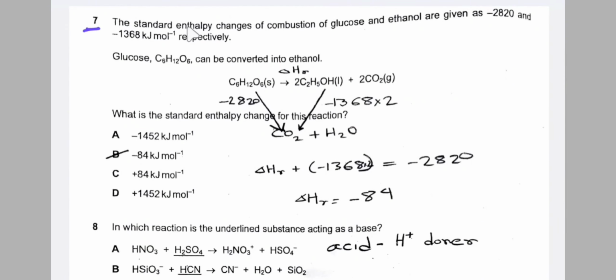In question number 7, the standard enthalpy changes of combustion of glucose and ethanol are given, that is -2820 and -1368 kilojoules per mole respectively.